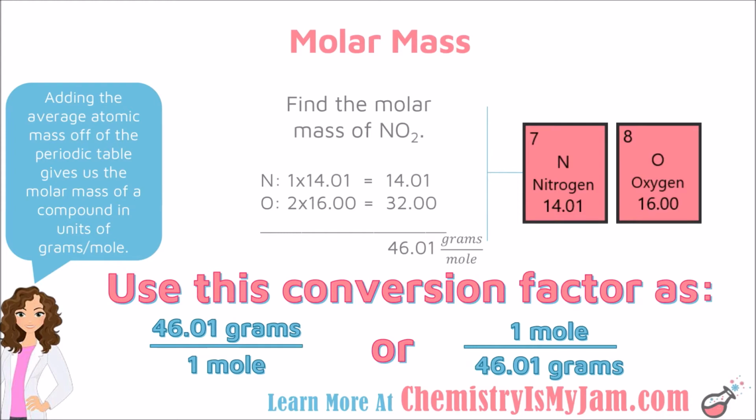So just to recap so far, we're adding up the numbers, the average atomic masses off the periodic table. These are going to have a unit of grams per mole, and it's a conversion factor that's flippable. We're going to spend a few minutes practicing calculating molar mass, and then we'll take a look at how you can use it as a conversion factor.